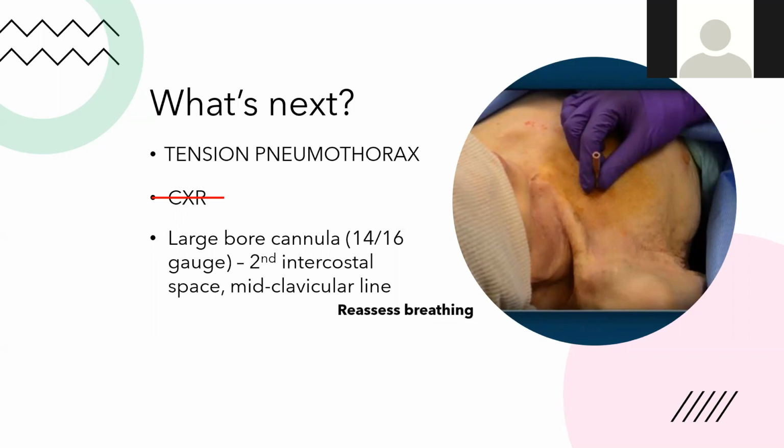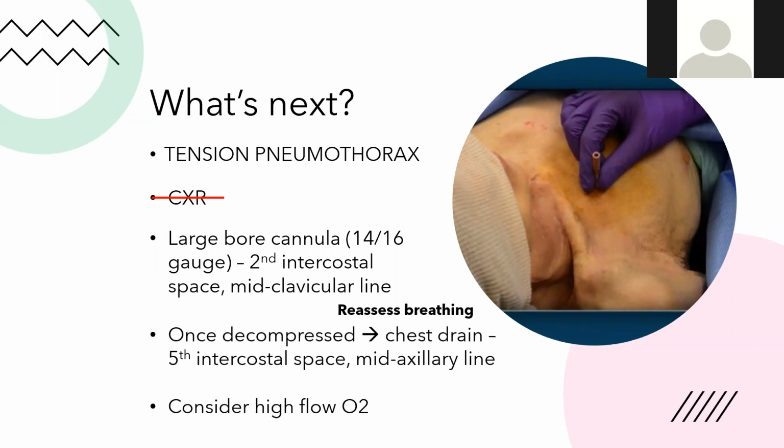You can then reassess their breathing, and once you've decompressed it, you can insert a chest drain, like someone said in the chat box. The chest drain will then go into the fifth intercostal space, mid-axillary line. Then assess the patient's oxygen saturations. If they're still hypoxic, then you should consider high flow oxygen for them. Is that okay? Does anybody have any questions about it so far?